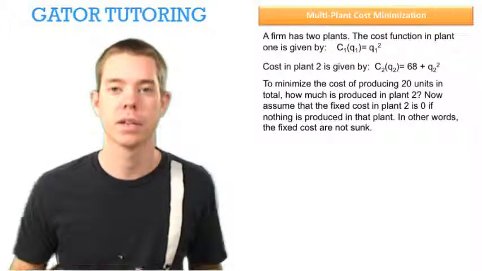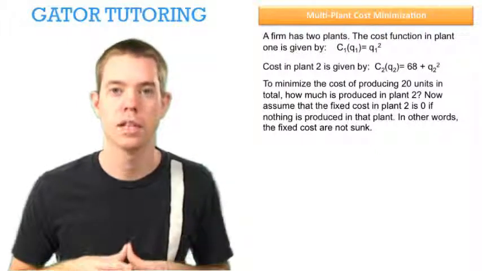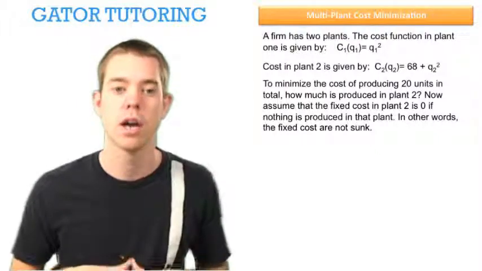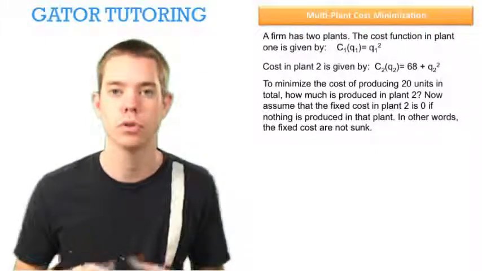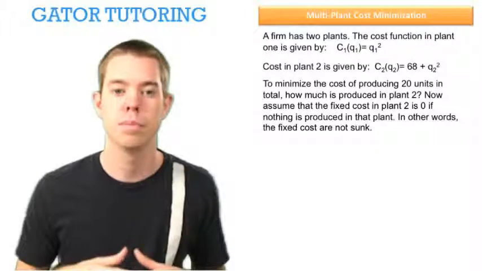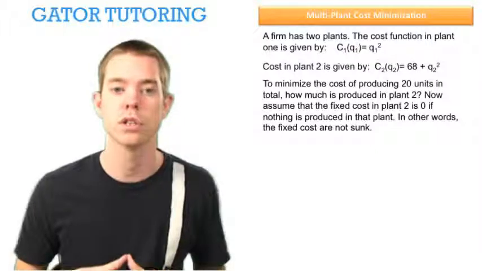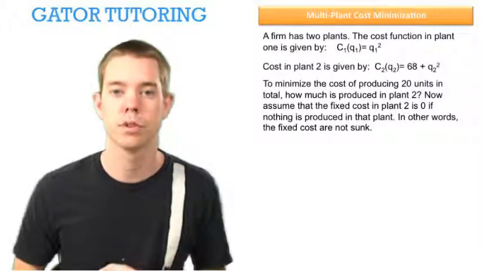A firm has two plants. The cost function in plant 1 is given by Q1 squared, and the cost function in plant 2 is given by 68 plus Q2 squared. The question asks, to minimize the cost of producing 20 units in total, how much is produced in plant 2?